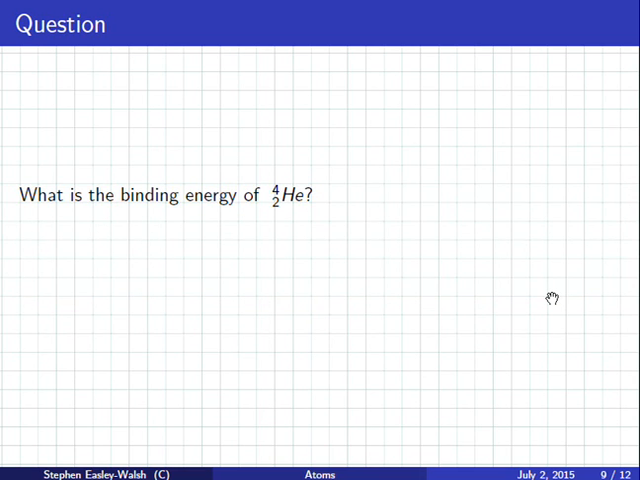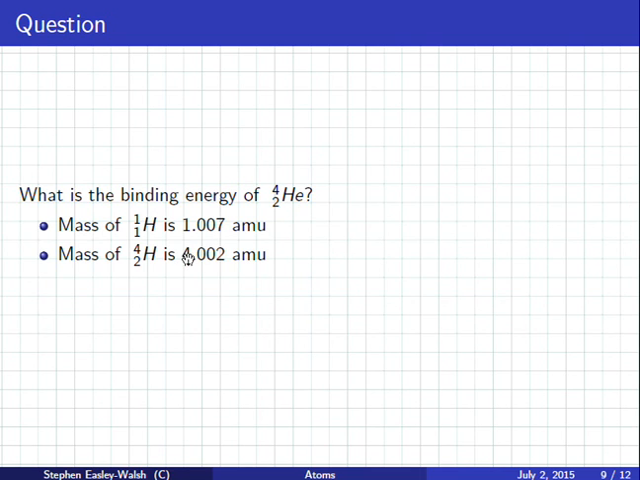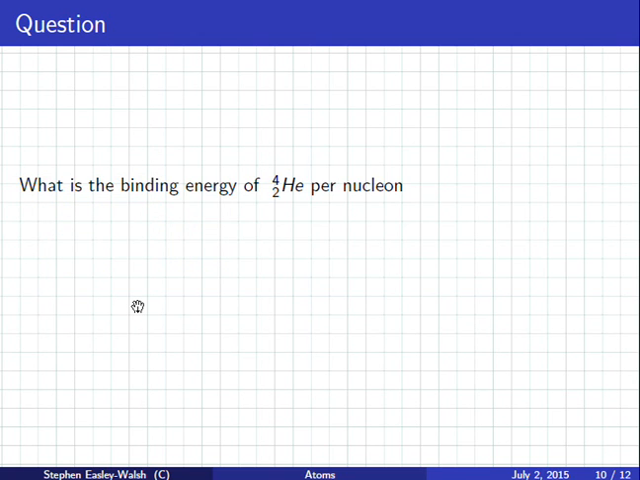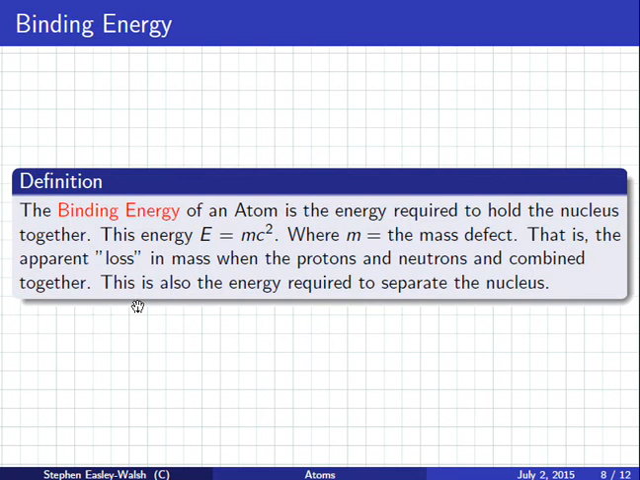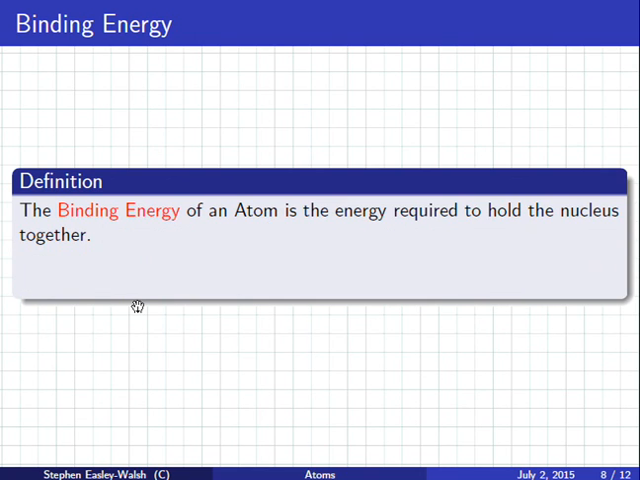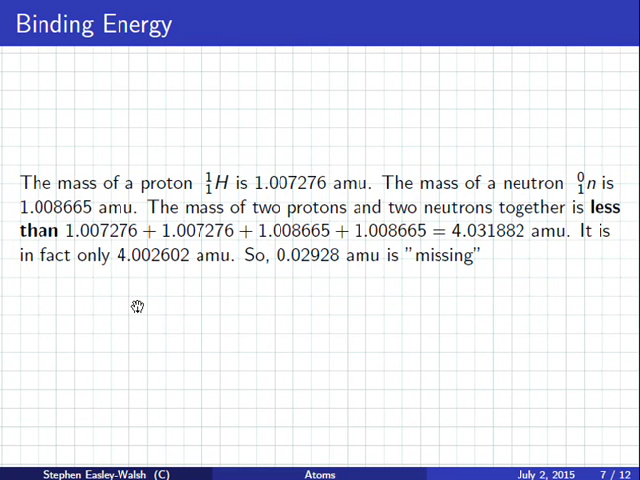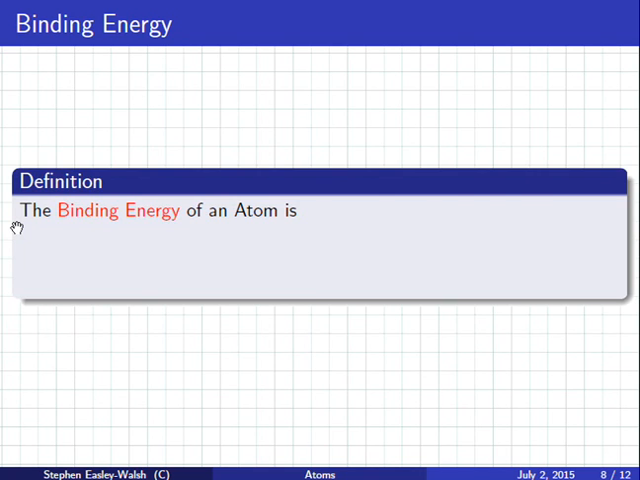Okay. Let's have a look at an example. What is the binding energy of helium 4? The mass of hydrogen is this. The mass of helium is this. And that's all I need to know, actually. Oh, but I also need to know the mass of a neutron. Did you write that down? Do you have the mass of a neutron? You wrote this down, yeah? Okay, good.